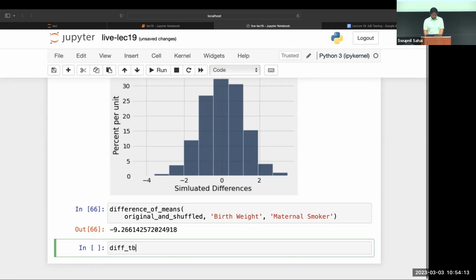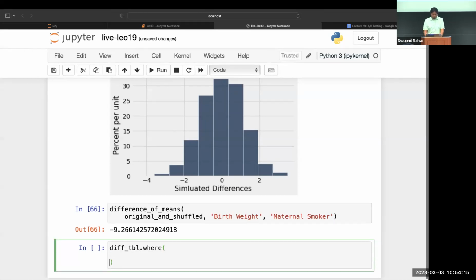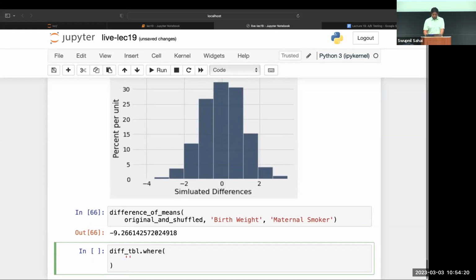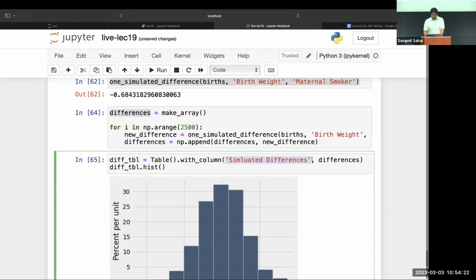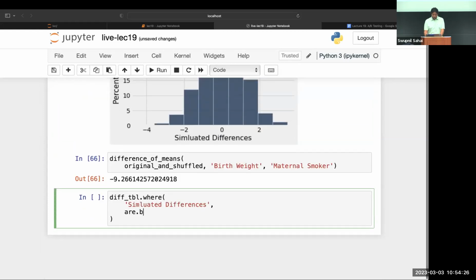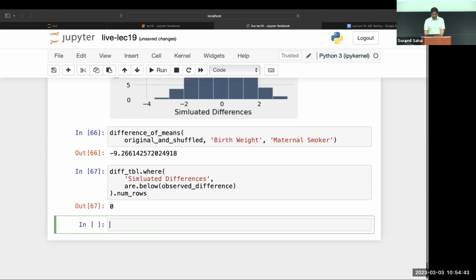Another way to do it, which is different than what we talked about last time, is we could just take our entire table of simulated statistics, and then say, find all the values where the simulated differences are below this observed difference. Actually, looks like we already put it in a name. So we could just go ahead and say, give me all of the rows where our simulation had a difference that's below -9.266. And then let's just figure out how many there are. And so in this case, we get 0.